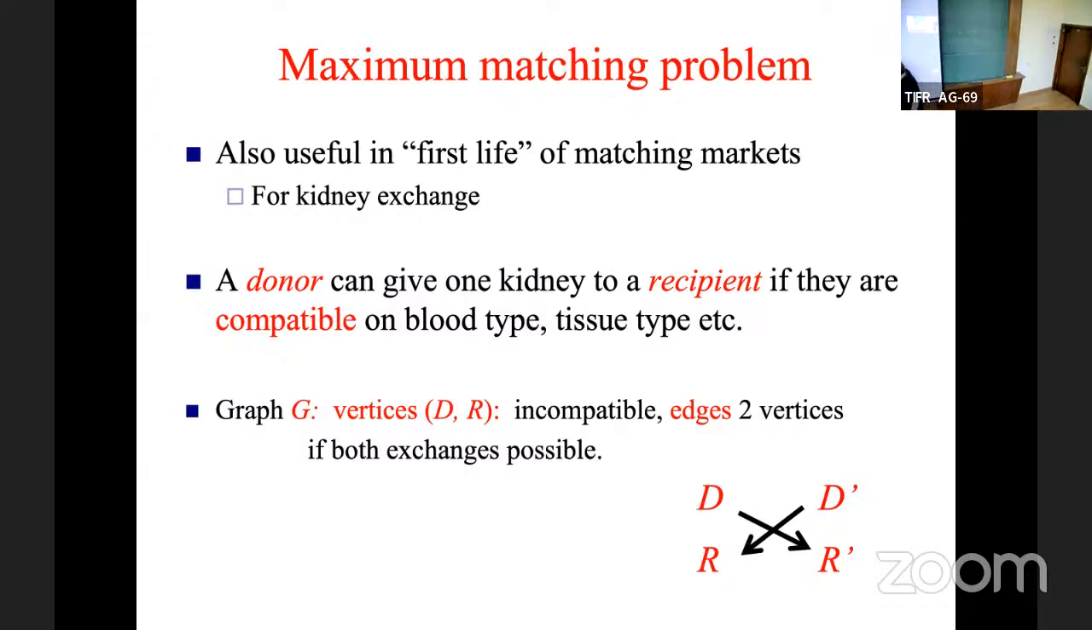Okay, but this problem itself, what does it remind you of? So what you should do is create this graph where you have a node for every donor recipient pair who really are not compatible, and put an edge between 2 such pairs if you can do that cross exchange. And then you want to find a maximum matching, right? And that will give you the largest number of these foursomes that can be done. And that's how it's done.